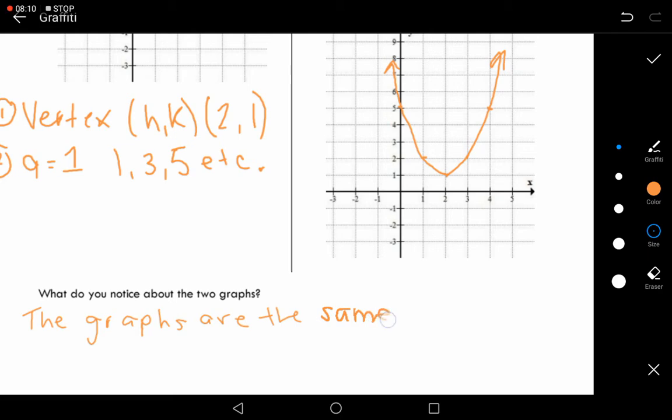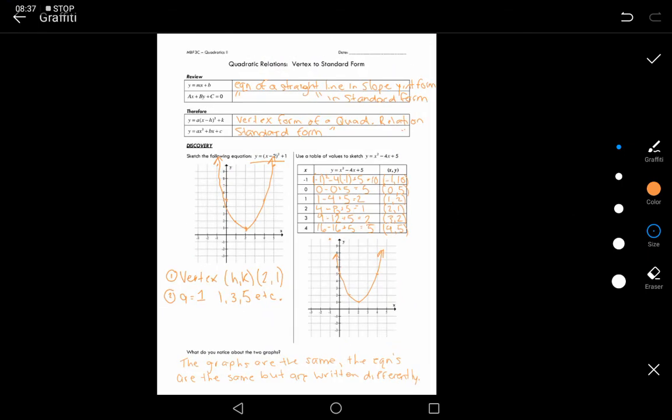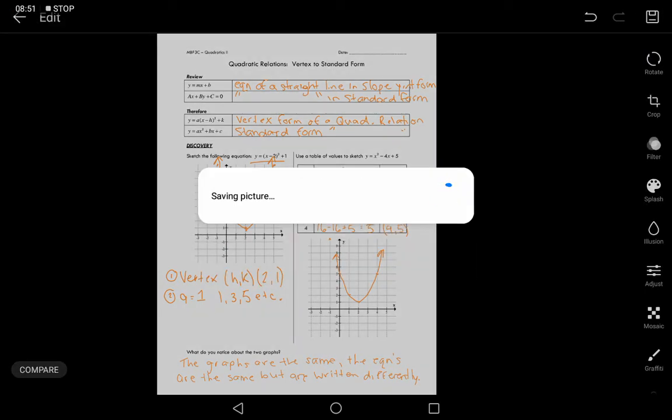What this means is that the equations are the same, but they're written differently. Okay, so just like with those straight lines, those linear relations, where we had the slope y-intercept form and standard form, we also have multiple ways of writing the same equation for quadratic relations. So that's part 1 of the note.